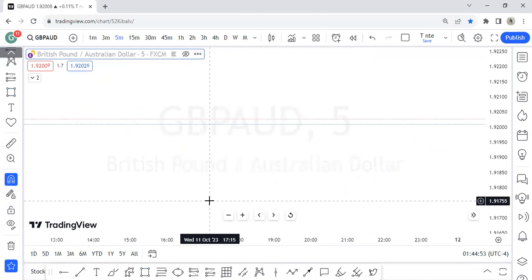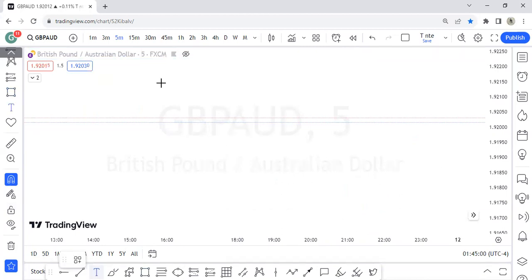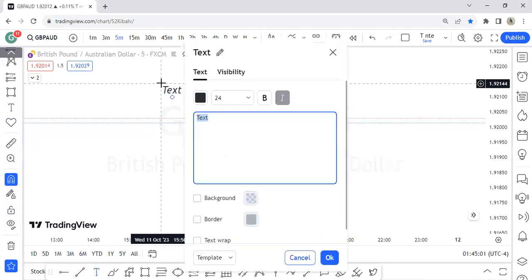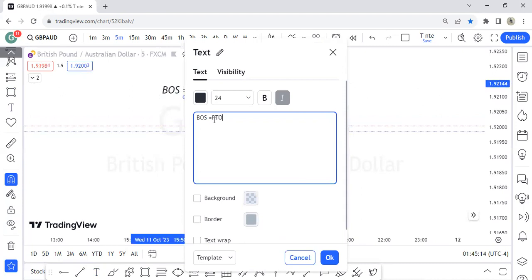Now let us go over to the next lesson, which is a very simple trading strategy which you need. If you can understand this, then this is just a very simple trading strategy. It can be used on the lower time frame or on the higher time frame. So let us break of structure plus RTO: break of structure plus return to other block.